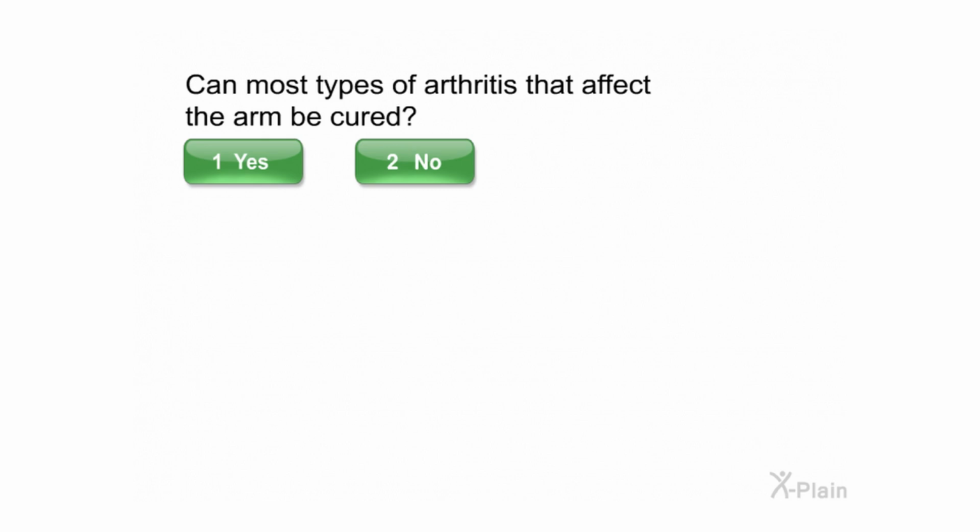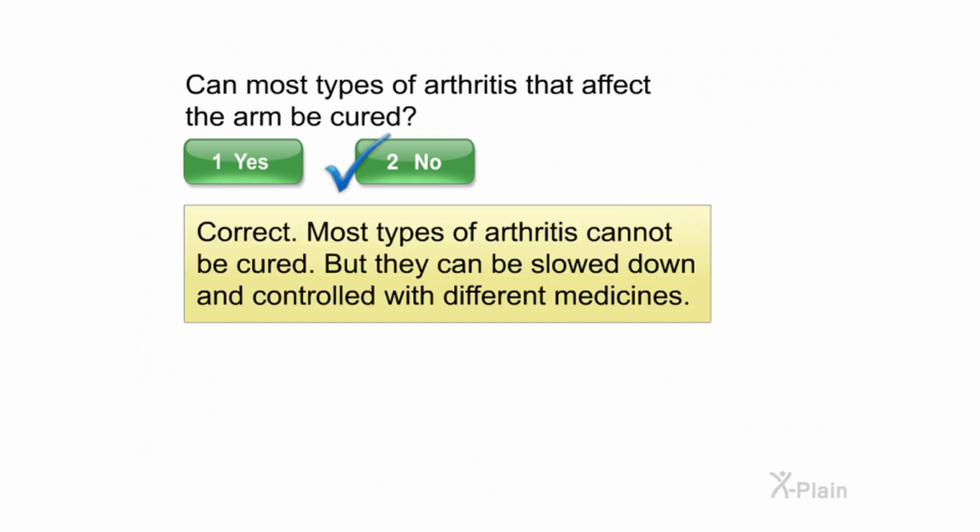Can most types of arthritis that affect the arm be cured? Select yes or no. Correct. Most types of arthritis cannot be cured, but they can be slowed down and controlled with different medicines.